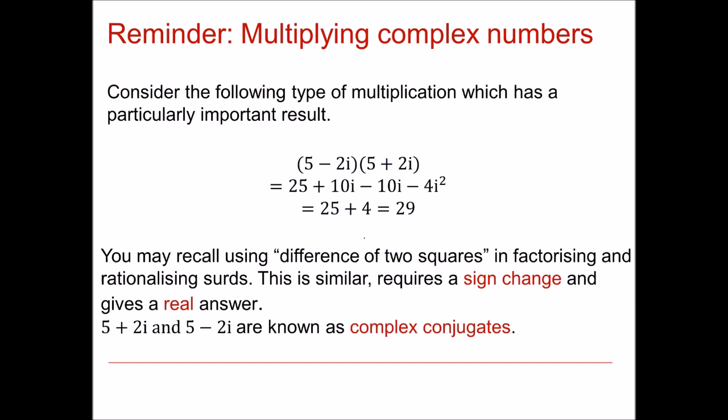This is typical of using the difference of two squares, and it's a technique you'll already have met at GCSE when rationalising surds. This is very similar, but note of course that we get the sign change from the i squared, and we always get a real answer. The two numbers 5 plus 2i and 5 minus 2i are known as complex conjugates. When you multiply them together, you always get a real number.